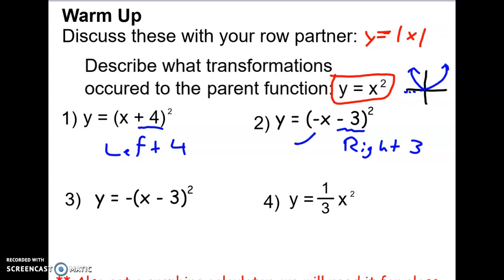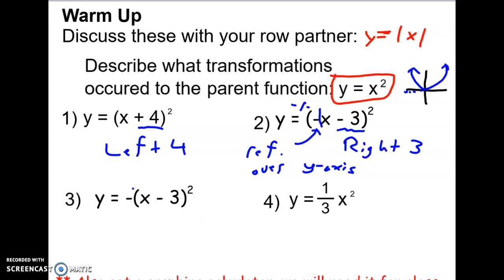And then the negative, this is the hardest part, is a negative makes it reflect, and you can go either over the y or x axis. And when it's inside here with x, that means it's going to flip over the y-axis. So this one's going to reflect over the y-axis. Okay, if the negative one was on the outside, then it would go over the x-axis.